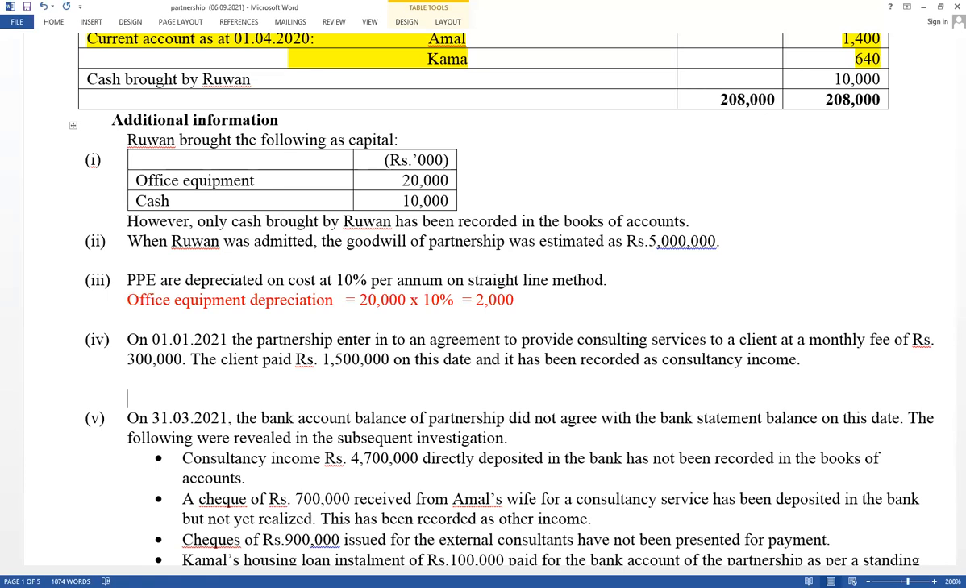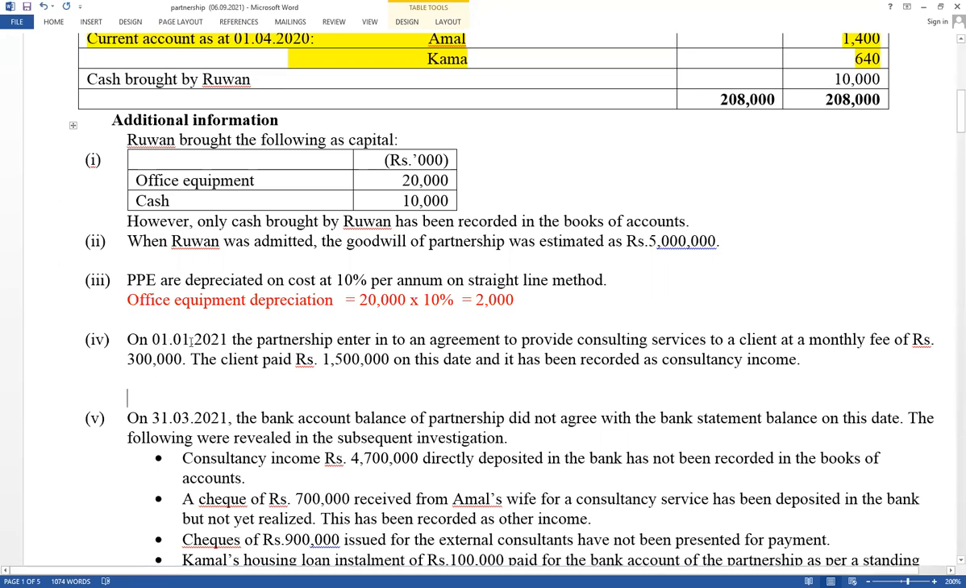This is the financial accounts. Information should be provided annually on 1st January 2021. Think on 1st January 21: January, February, March. Our accounting period ends at the end of the year, 31st March 21. The partnership enters into agreements to provide consultancy service to a client at monthly fees of 300,000. There are 3 months available. Therefore, 300,000 into 3 equals 900,000. As an income, you have to consider cash received or not, 900,000.